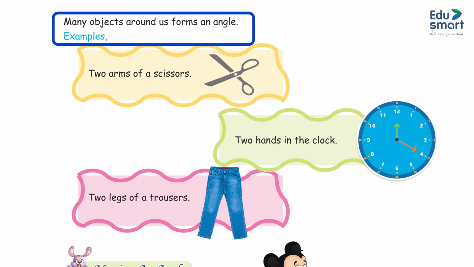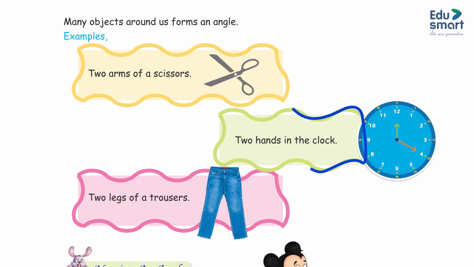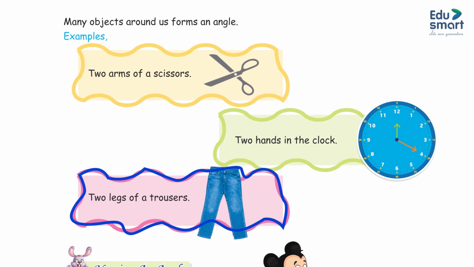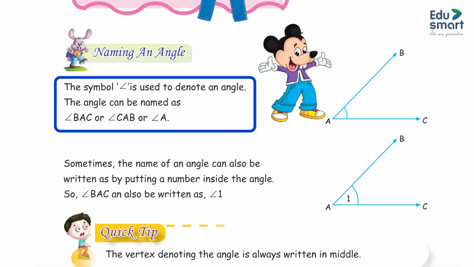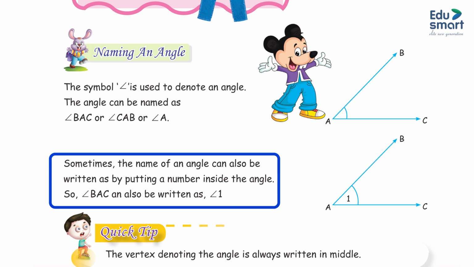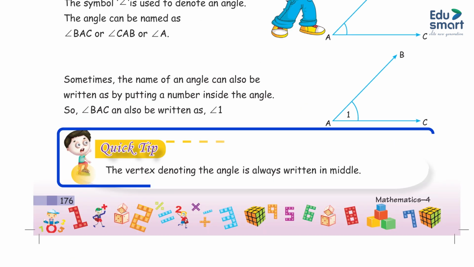Many objects around us form an angle. Examples: two arms of a scissor, two hands of a clock, two legs of trousers. Naming an angle. The angle symbol is used to denote an angle. The angle can be named BAC or CAB or angle A. Sometimes the name of an angle can also be written by putting a number inside the angle, so BAC can also be written as angle 1. Quick tip: the vertex of the angle is always written in the middle.